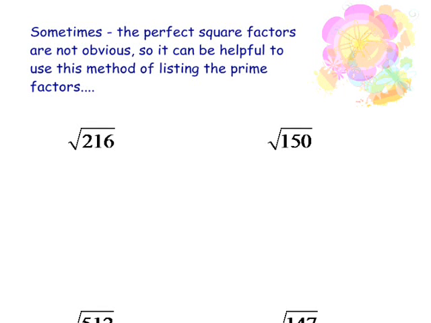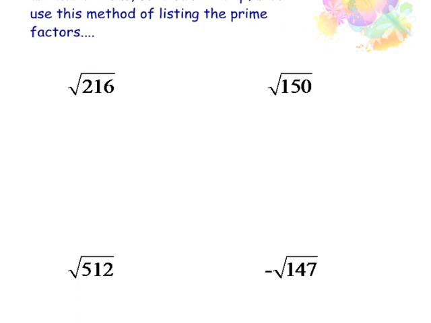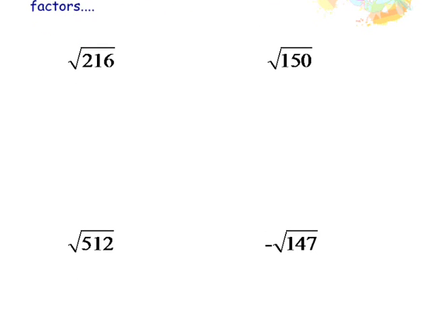Alright, sometimes the perfect square factors are not as obvious, so it can be helpful to use this other method of listing the prime factors. If we're talking about 216, it's not immediately obvious to me what goes into 216, so we start out like this. 216, and we're going to start with the smallest prime, which is 2, and 2 goes into 216 108 times. Does 2 still go into that? Yes.